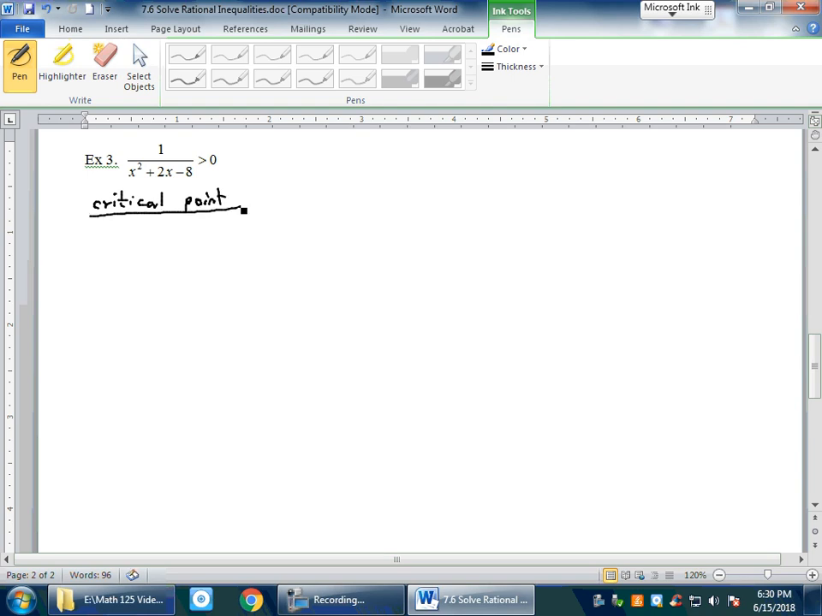Right? And critical points contain 0 and undefined. Since the numerator has no variable, right? That means 1 can never be changed into 0. So therefore, in this case, we have none for the 0 part. Now we need to look at the restriction.